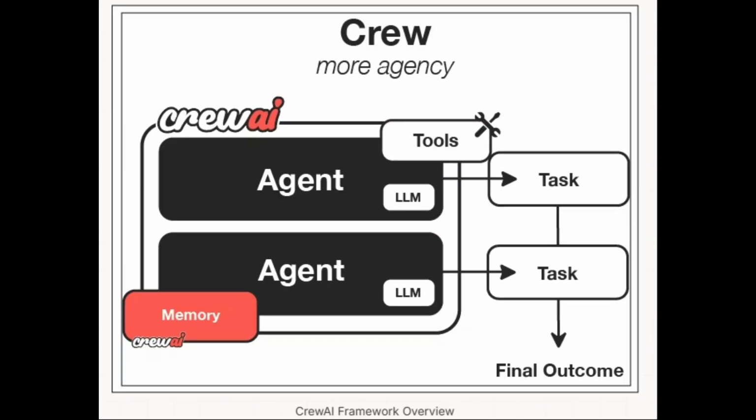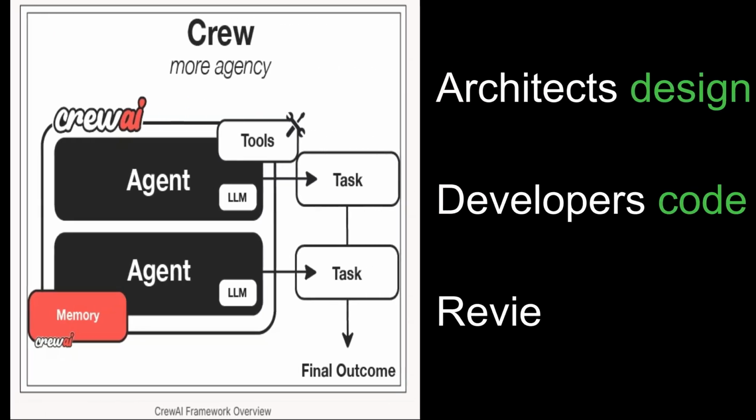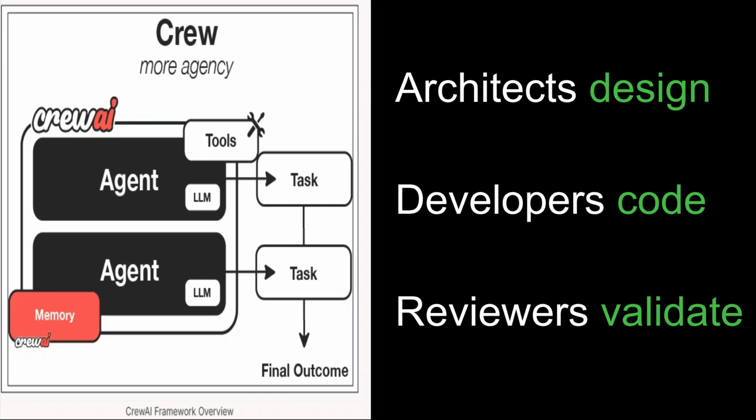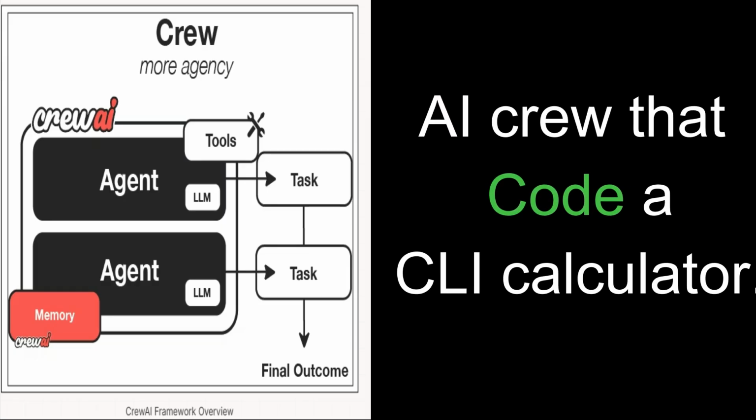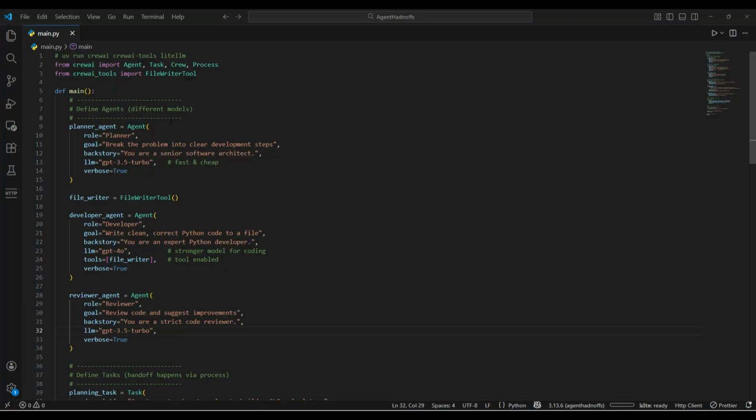Most AI demos use a single agent, but real-world software development is collaborative. In a real project, we have an architect who designs, a developer who writes code, and a reviewer who validates. So why not simulate that with AI? This is exactly what we're gonna build in AI Crew that builds a CLI calculator. Let me walk you through the code.